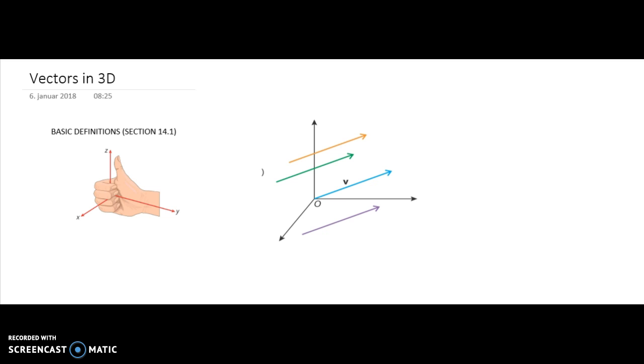So we represent vectors with arrows. The arrows could have any starting and ending point. For instance, this green one over here has a starting point at A and has an ending or terminal point at B. If we take the same vector and translate it so that the initial point is at the origin, then we say that the vector is in standard position.